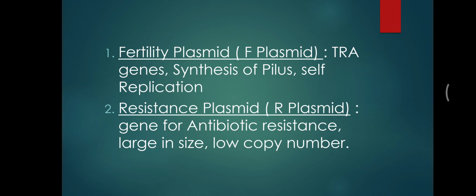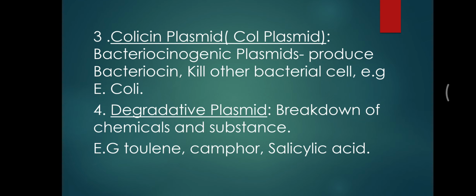Now depending upon the function, first one is the fertility plasmid, or you can say F plasmid or F factor. It has TRA genes, and it has the ability to synthesize the pili for the conjugation, and it can do self-replication by itself. Then second is the resistance plasmid. Resistance plasmids are also called as R plasmid because they have the genes for the antibiotic resistance, and they are in the larger size and thus present in the low copy number.